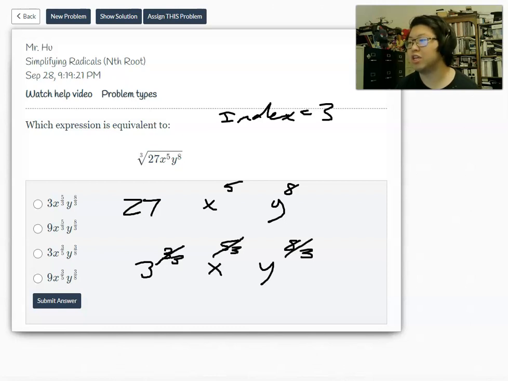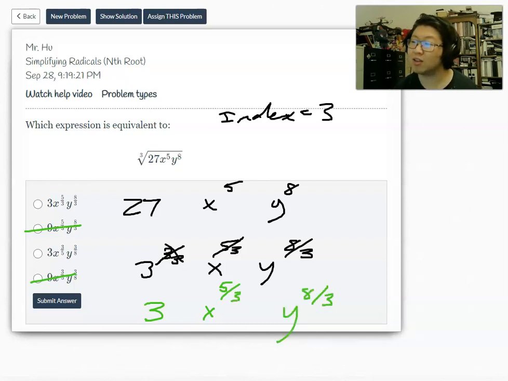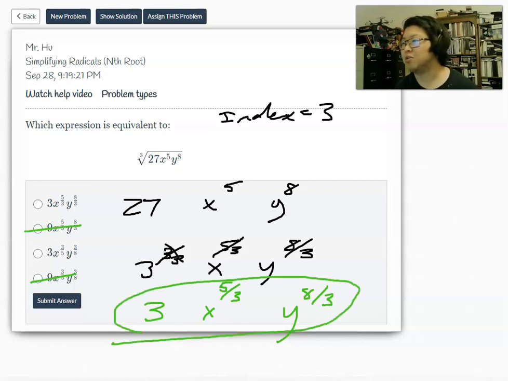And so these would cancel out to be 1, which means our answer on the left is 3. So that means I'm automatically marking out this fourth and second option. x to the 5th divided by 3, well, those don't really divide, so I'm just going to leave it 5 over 3. And then y to the 8th divided by 3, well, those don't really go away either, so this would be my final answer as far as simplifying goes. Out of the two I see here, I think the first option fits the bill. So I'll click that one.